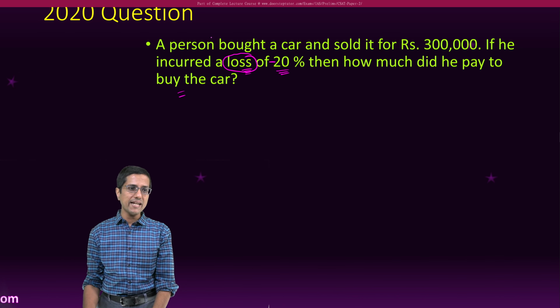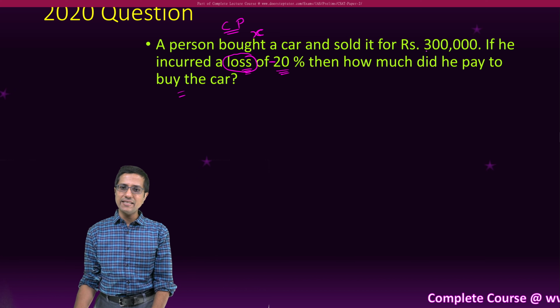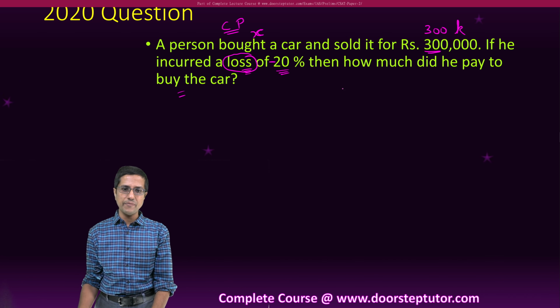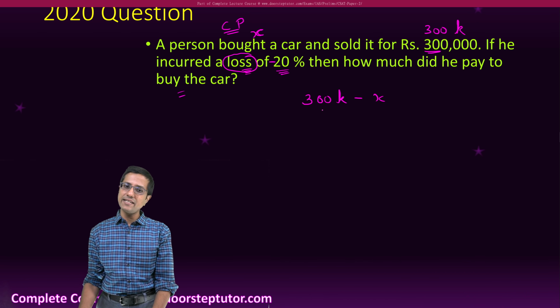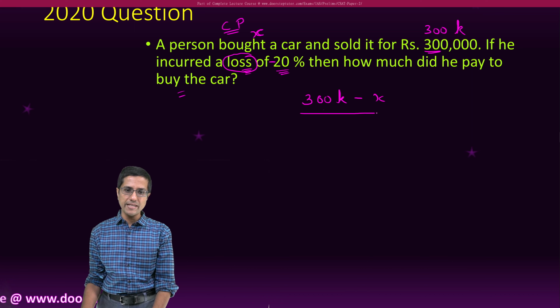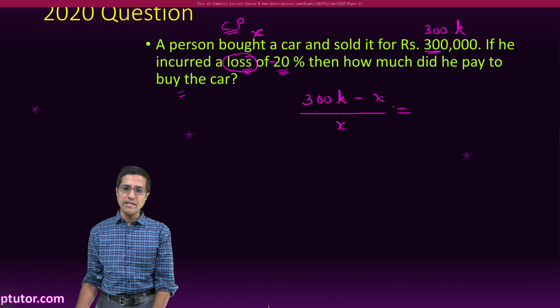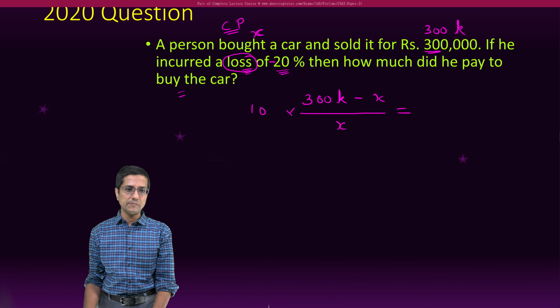So the formula is very, very simple. So this is the cost price. We don't really know this, so we say it's X. The selling price is given here. It is 300K. The formula is 300K minus X. That is the selling price minus cost price divided by cost price into 100.